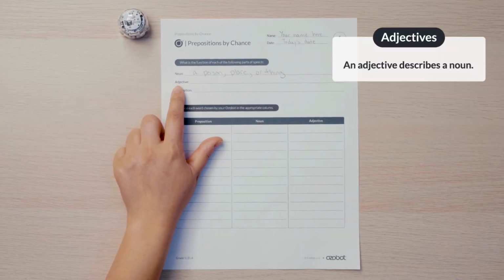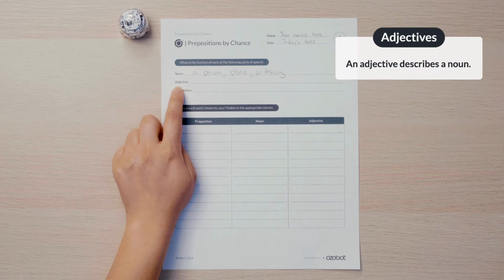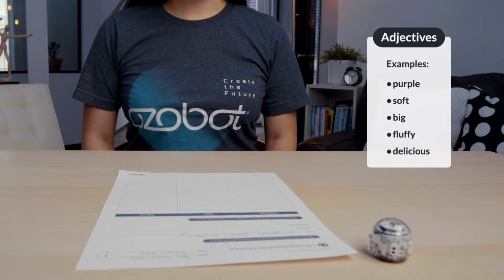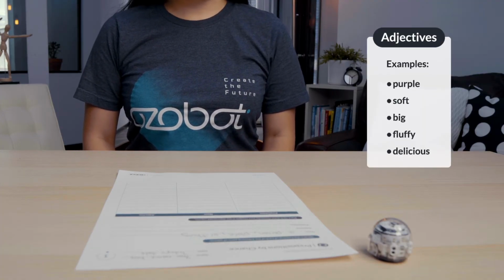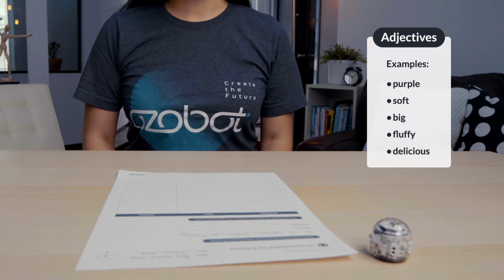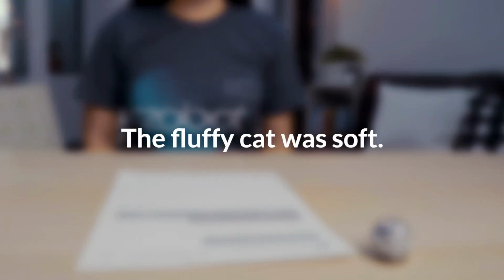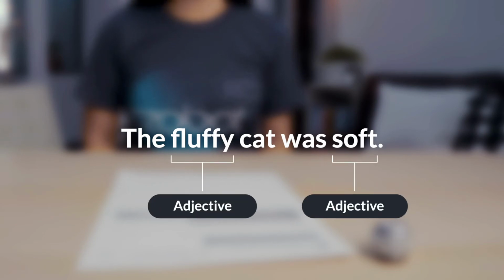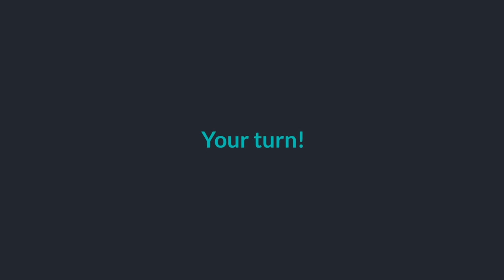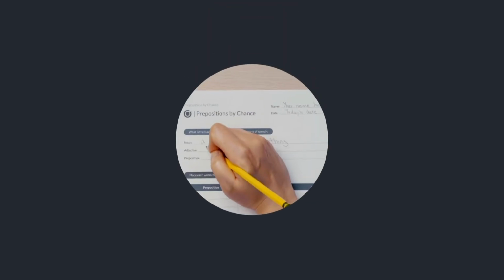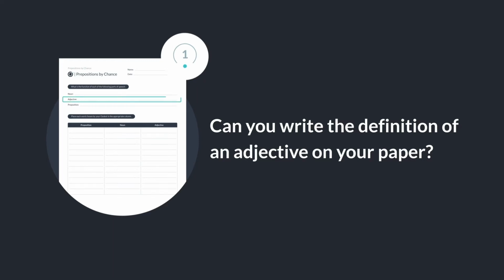Next, we have adjectives, which describe nouns. Some examples of adjectives are purple, soft, big, fluffy, and delicious. In the sentence, the fluffy cat was soft, we have two adjectives. Fluffy describes the cat, and so does soft. Can you write the definition of adjective on your paper?